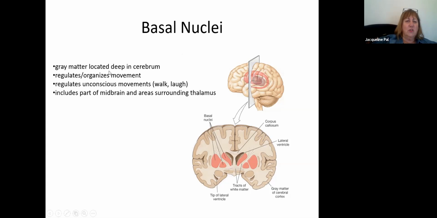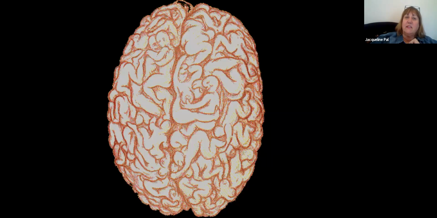And these have to do with regulating movement and regulating unconscious thought. And they are going to be parts of the midbrain and areas surrounding the thalamus, and we're really not going to talk very much about them. But if you had, for instance, a stroke that affected this, that would also give you a motor deficit, just as if you had a stroke that affected the primary motor cortex would give you a motor deficit. Okay, so that's it for the cerebrum.